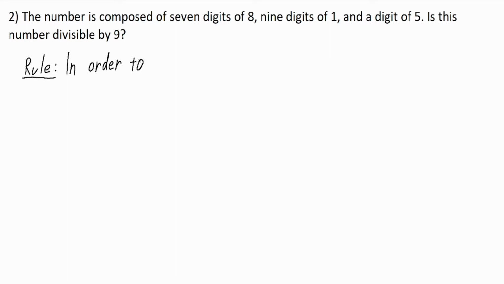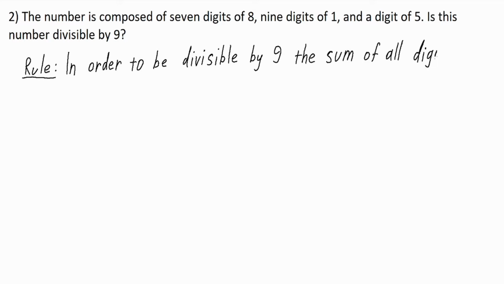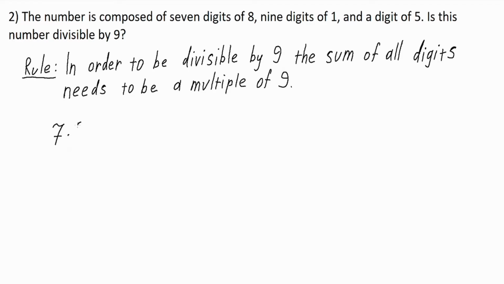Alright, in order for a number to be divisible by 9, the sum of all digits needs to be a multiple of 9. So what we need to do here is to find the sum of all digits. First we multiply 8 by 7 because there are 7 digits of 8 in the number, and we get 56. Then we multiply 9 by 1 because there are 9 digits of 1, and we get 9.